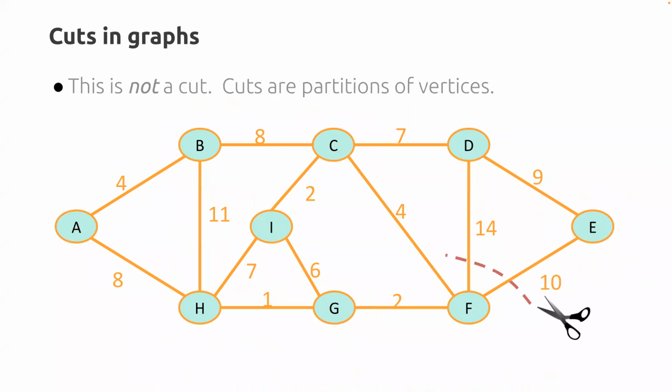This is not a cut. Why is this not a cut? It doesn't separate anything from anything else. So F is still connected to C, which is supposed to be in the other group, right?